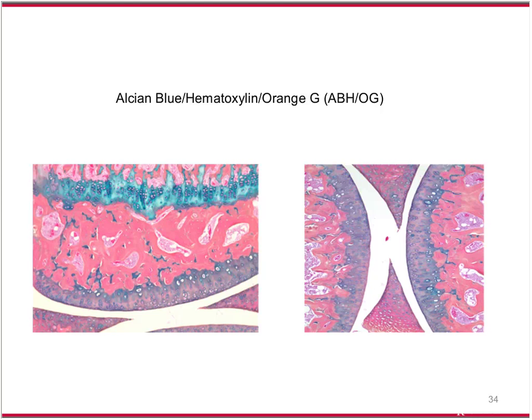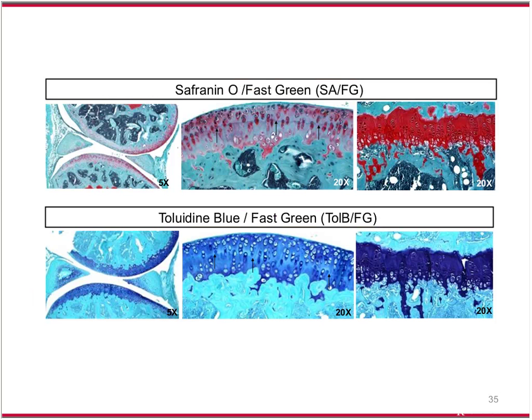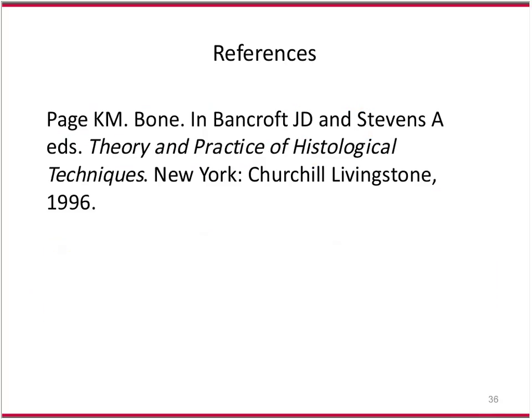I think that's a pretty slide. Here is safranin O, fast green, and toluidine blue, fast green. Again, all these pictures are mouse hind limbs, and the articular cartilage is what we're most interested in, and both of these samples were decalcified with EDTA. References I would like to point out are on the slide.